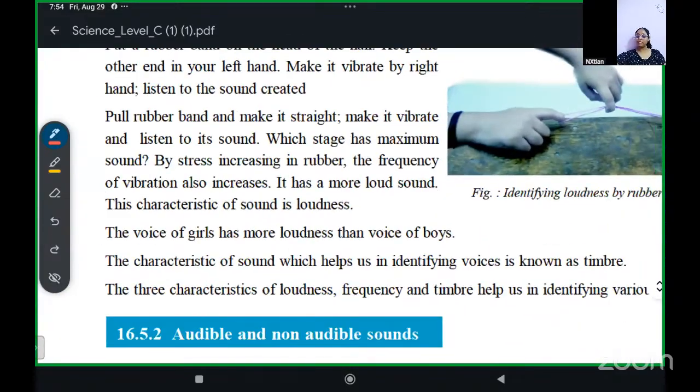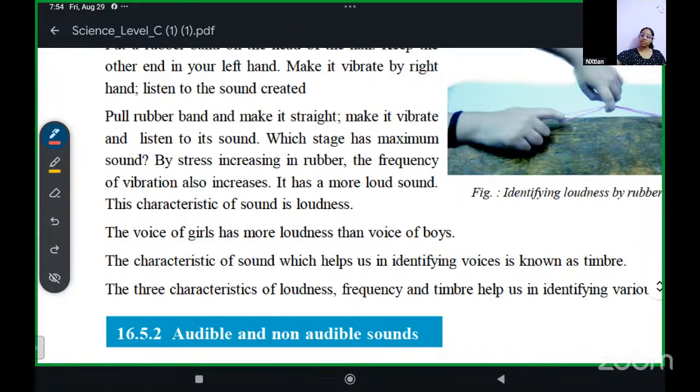Pull the rubber band and make it straight, then make it vibrate and listen to the sound. Which stage has maximum sound? By increasing the stress in the rubber, the frequency of vibration also increases. First, it was stretched only some. When we stretch it even more and then vibrate it, the vibration will be more intense and the sound will be more.